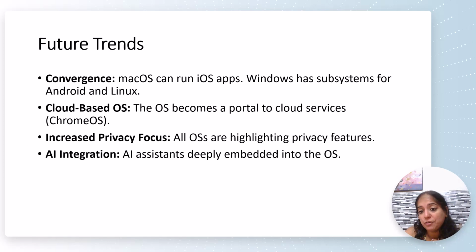If we talk about future trends, looking ahead, the lines are blurring. Convergence is a key trend. macOS can run iOS apps, Windows has the Windows Subsystem for Linux, and Android app support is there. Cloud-based operating systems like Chrome OS are shifting the focus from local resources to the web. Privacy is a major selling point for all the platforms now, and AI integration is moving from a feature to a core component of the operating system, with assistants managing our notifications and schedules proactively.